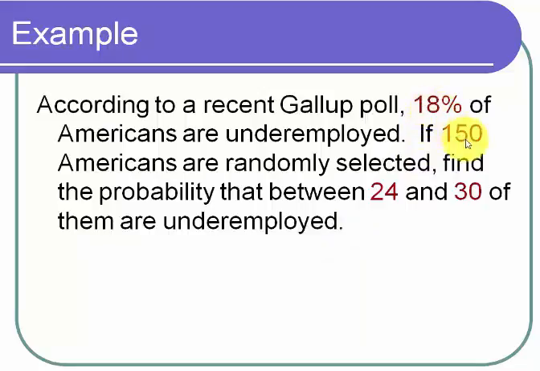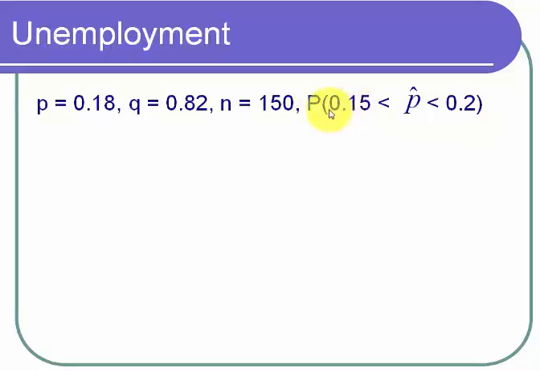First, notice 18% of 150 is bigger than 5. It's bigger than 18. And the other side of the coin, so that's 82% of 150, is also bigger than 5. So we can use the central limit theorem for proportions. So that's really important. Second, 24 out of 150 turns out to be 15%, and 30 out of 150 turns out to be 20%. So because of that, we want the probability that p hat is between 0.15 and 0.2.